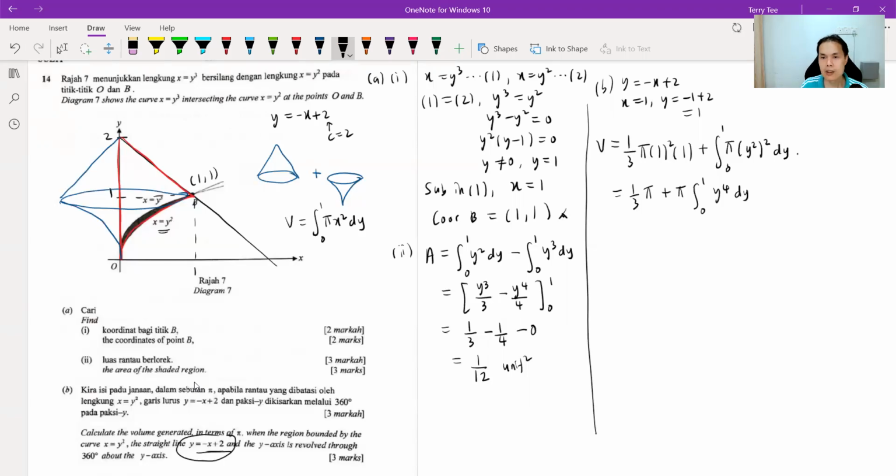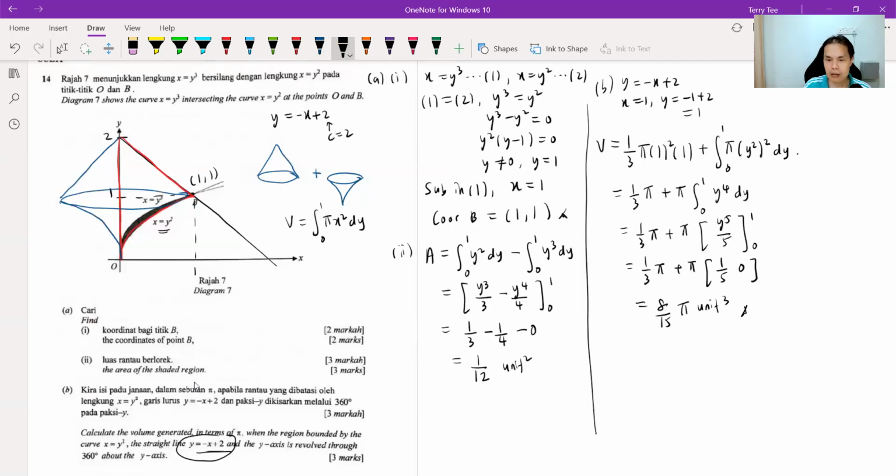I'm not done yet. When I integrate, I will get y to the power 5 over 5, lower limit 0, upper limit 1. I'm going to substitute 1 inside. So this is 1 over 5 minus 0. So it's basically 1 over 3 plus 1 over 5, which gives us 8 over 15 pi.